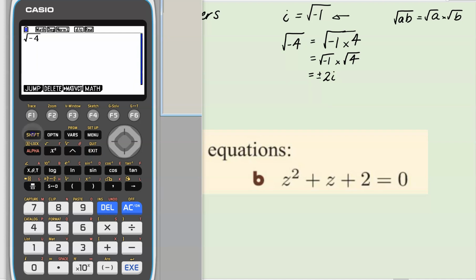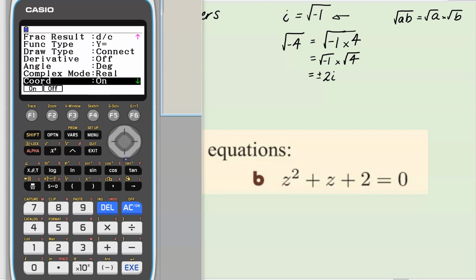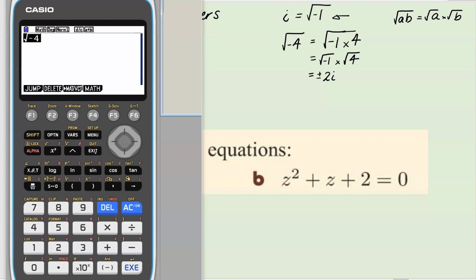That would be because you have changed your settings, which is fantastic. So we go to Shift, Menu. I'm going to scroll down until we see, oh, there it is, went past it, complex mode. Now you can see mine's on real. So if I press F2, it becomes a plus bi. Press exit. And now when I press enter, you can see that I've got 2i. We've also got i on our calculator. So we can see down here above the 0, if I press Shift i squared, we get -1.